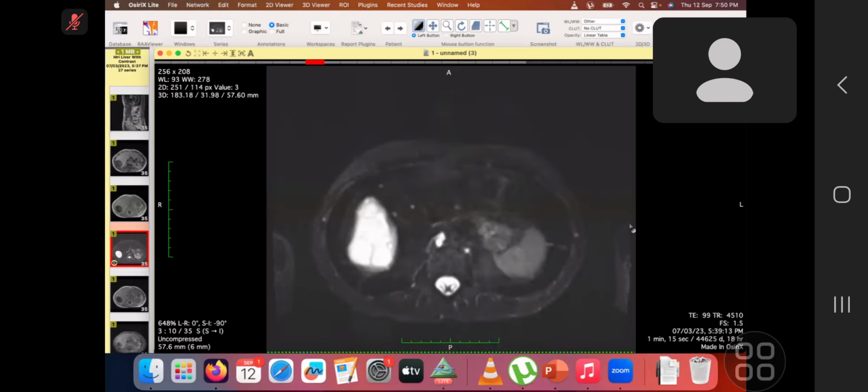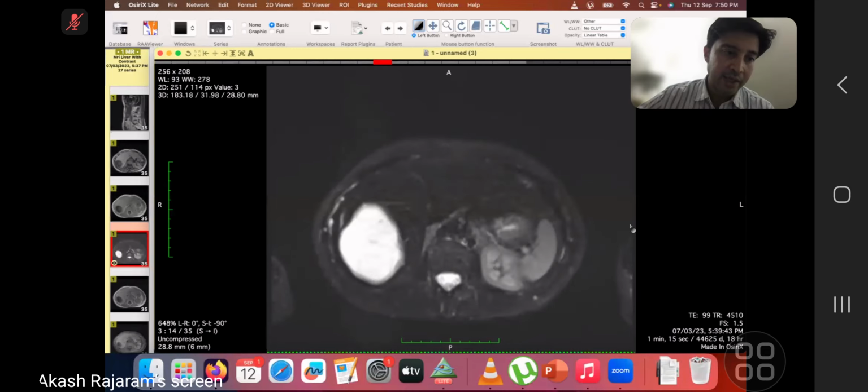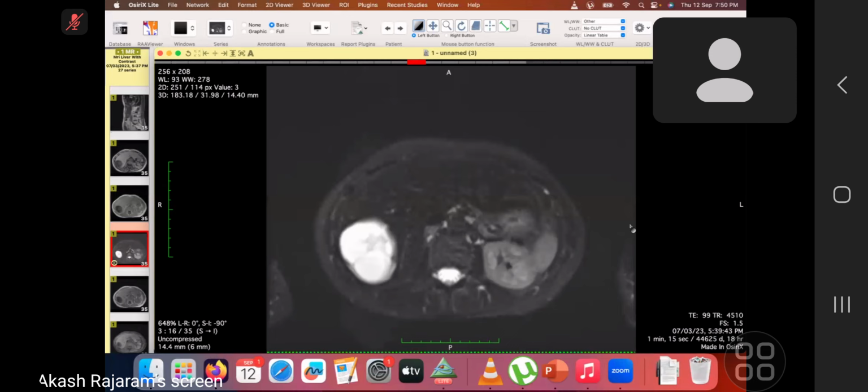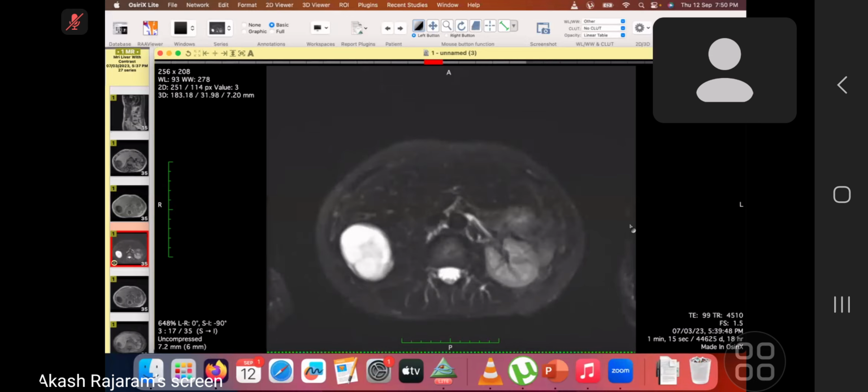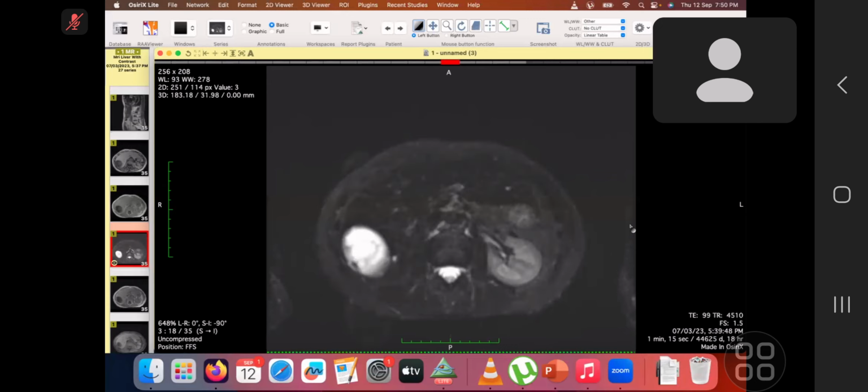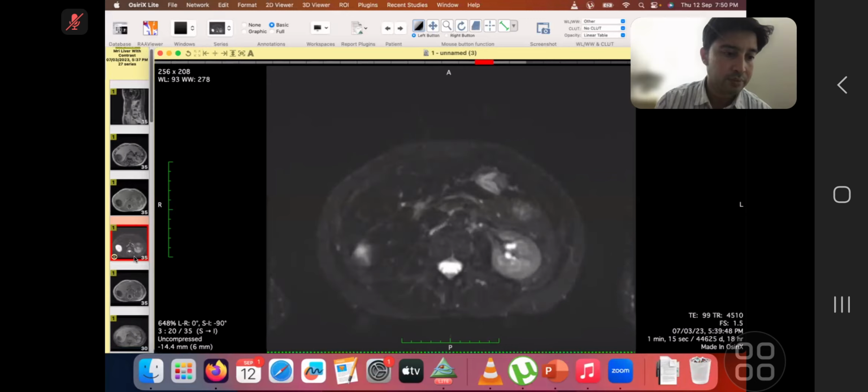I would correlate the findings with the history, if the patient has any history of surgery. Would you like to see any other image? Yes, I would like to see the T1 without and post contrast images.